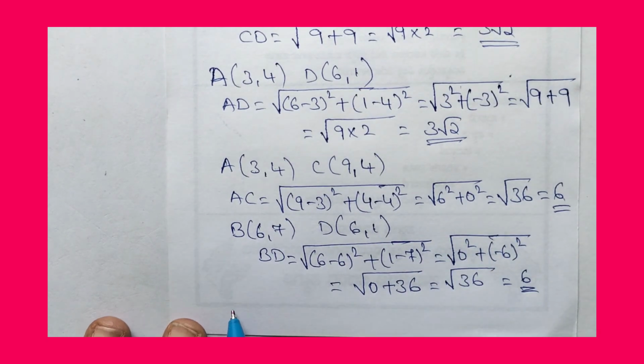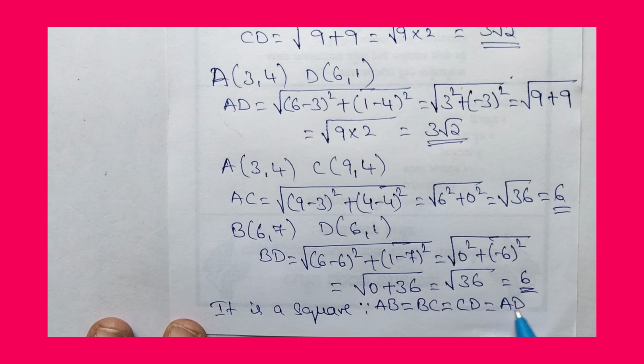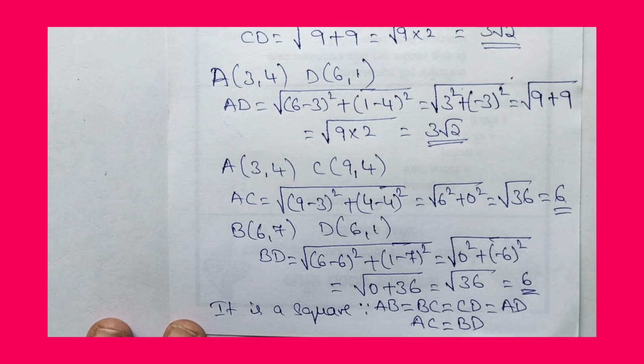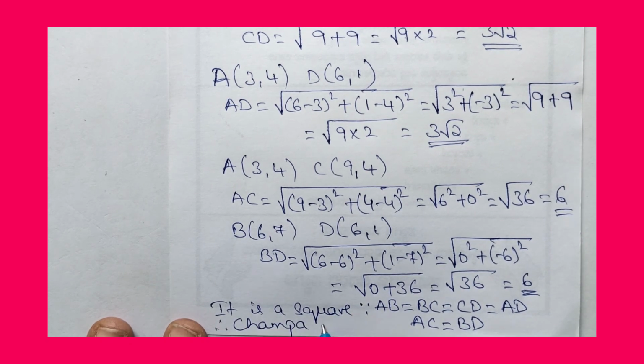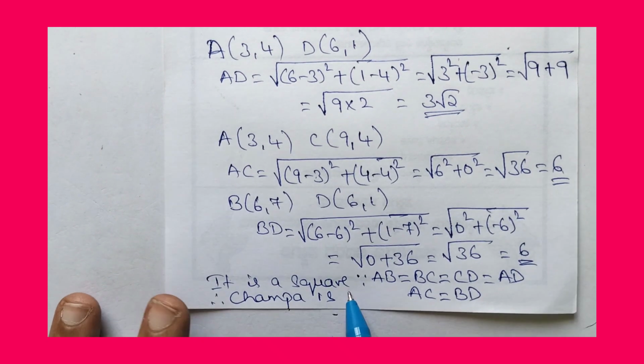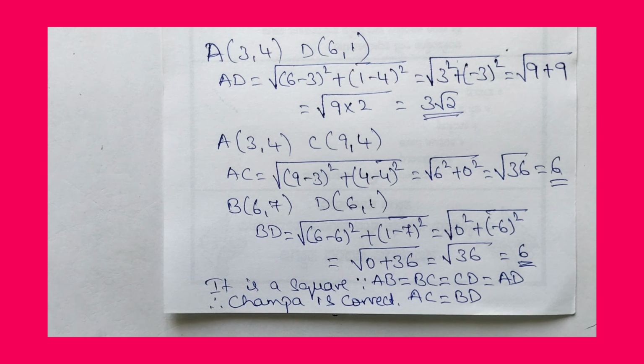So it is a square. How do we know it is a square? All the four sides are equal because AB is equal to BC is equal to CD is equal to AD, and diagonals AC is equal to BD. Diagonals are equal. Therefore Champa is correct. So like this we have to solve this fifth question.